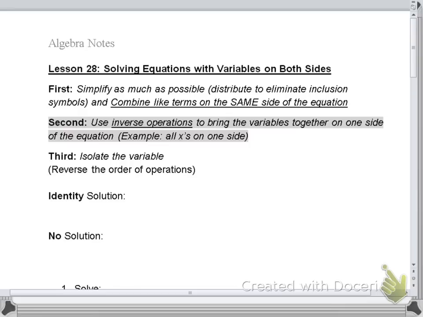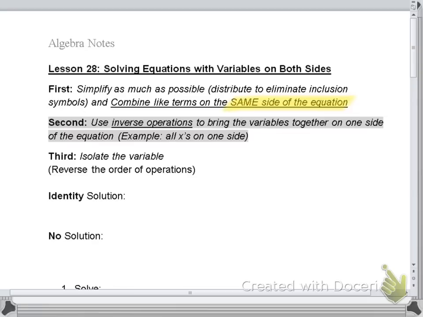But the key here is you only want to combine like terms on the same side of the equation. So if you're going to add 2x plus 3x equals 5x, you need to make sure that both of those terms, 2x and 3x, are on the same side of the equal sign. And we'll go over a couple of examples in a little bit.